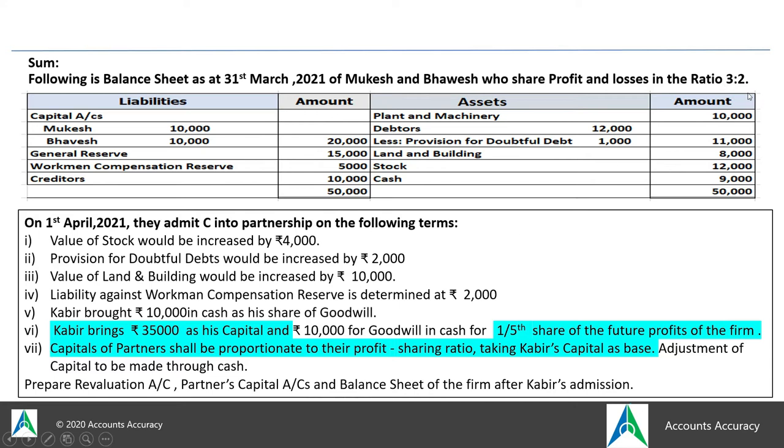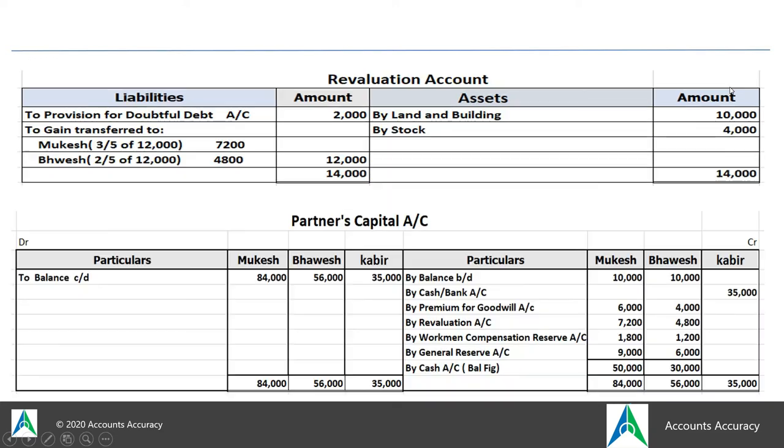You can see here it's only been given the old ratio but no new ratio has been given. So that is why the old ratio will be the sacrificing ratio. Even though we calculate, we will get 3:2 only. So that is why the sacrificing ratio 3:2, 10,000 premium for goodwill will be divided. Now 6,000 in case of Mukesh because 3/5 of 10,000 is 6,000 and 2/5 of 10,000 is 4,000.